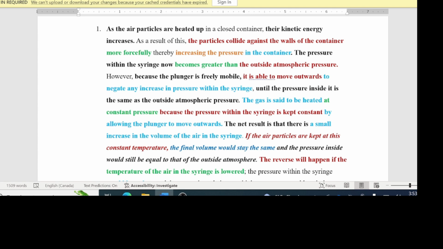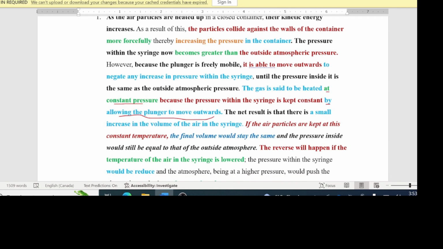The gas is said to be heated at constant pressure because the pressure within the syringe is kept constant by allowing the plunger to move outwards. Okay? That's why you say it is constant pressure. We are not holding that syringe still. If you held the syringe still, then the pressure would mount. There wouldn't be an increase in volume, but the pressure inside would have increased. But we're allowing the plunger to move to negate any increase in pressure.